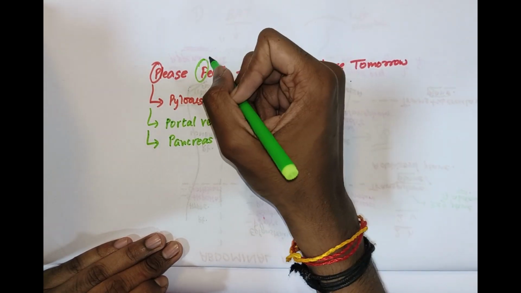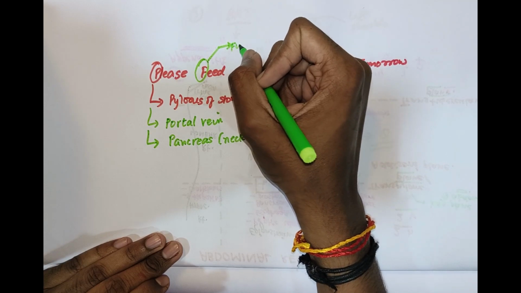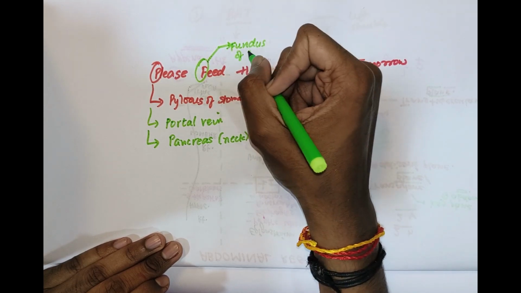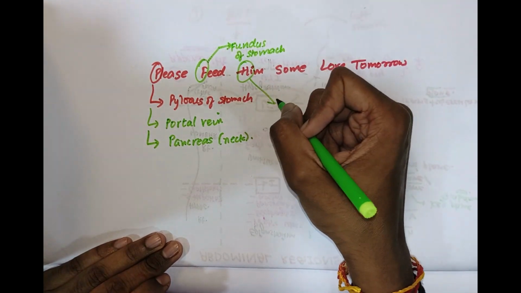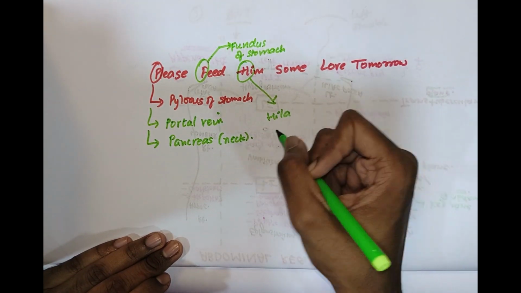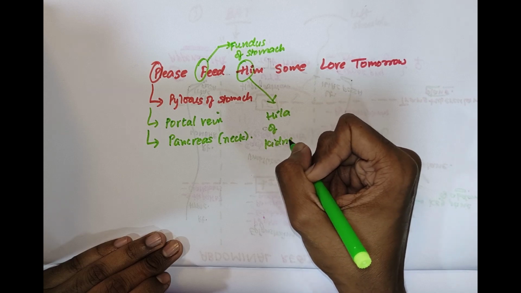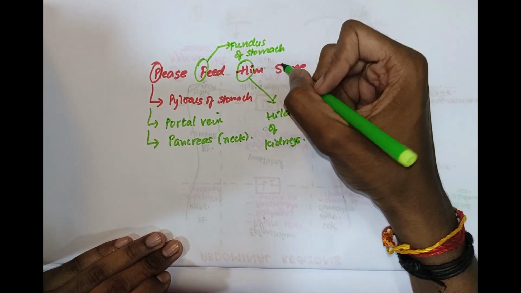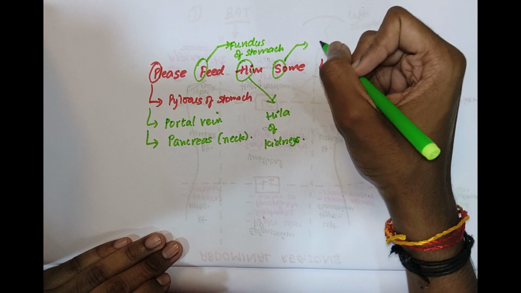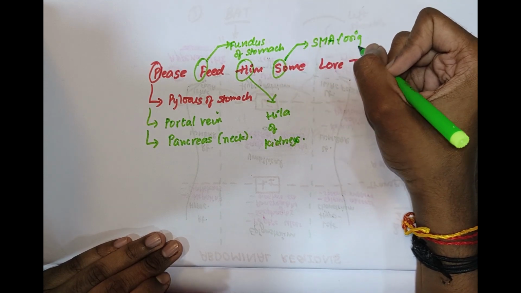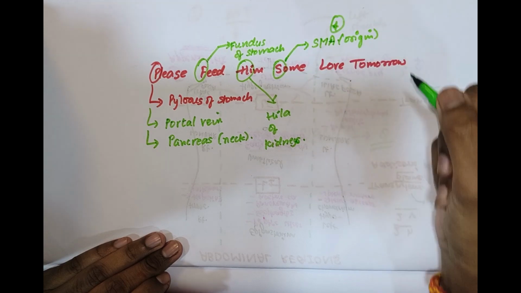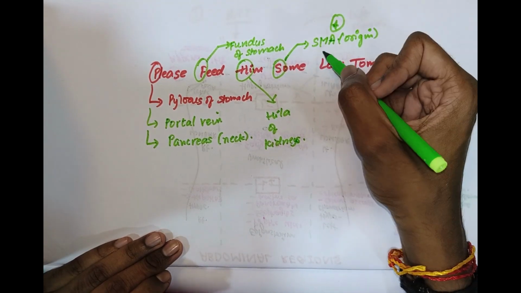Now, the alphabet F will tell you the fundus of the stomach. Now, the letter H will tell you the hila of kidneys. Now, the alphabet S will tell you about the superior mesenteric artery. That is its origin. This again is a very important thing to remember.